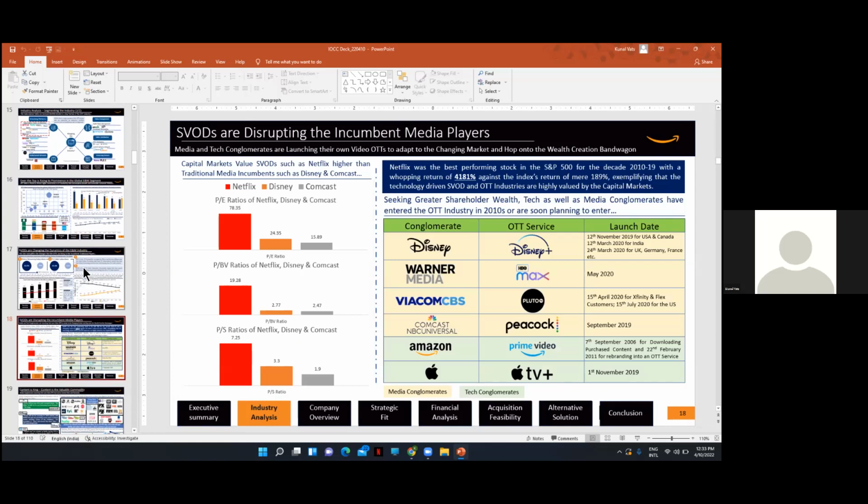Then we saw that different conglomerates like Disney, Warner Media, Amazon, all of them are trying to come up with their OTT services. So that is a shift in the kind of players that are coming in here. Traditional players are launching OTT services, and also on the left, you can see that subscription video on demand services, SVODs, are highly valued by the capital markets. So they're definitely pricey. That was the intent behind the slide.